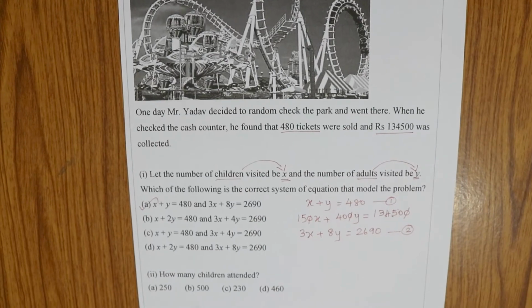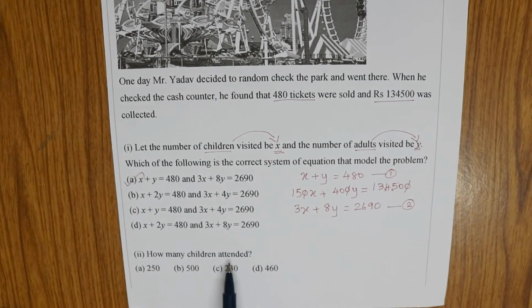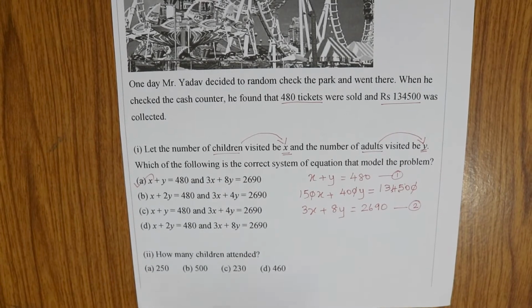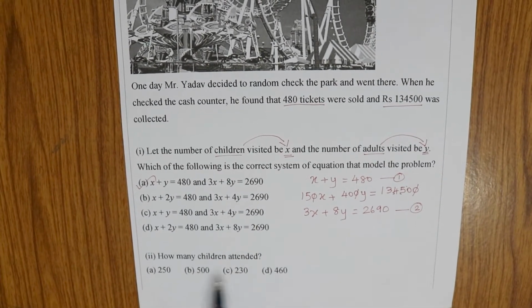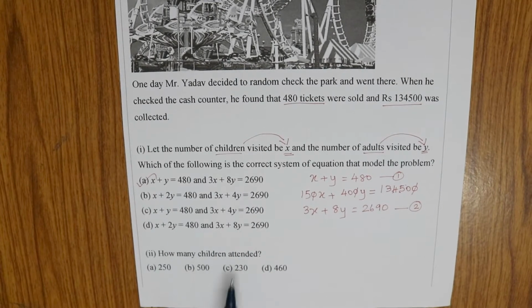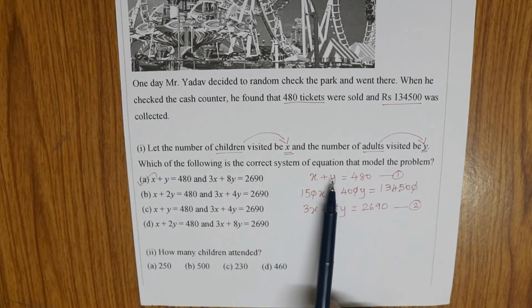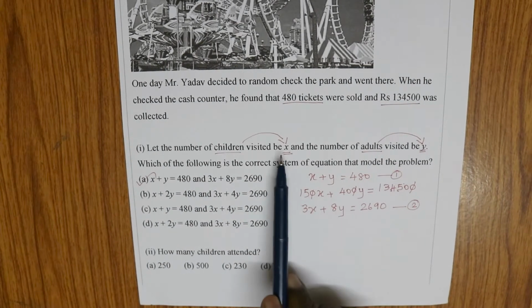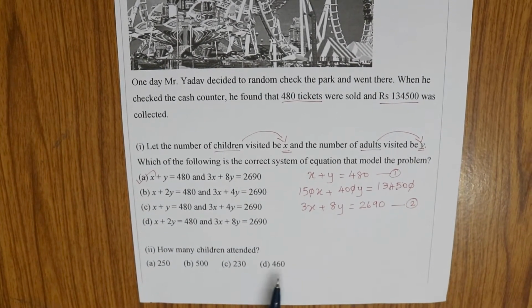Then next one. How many children attended? On that particular day, how many children came for this particular amusement park? That is the question which is being asked. How are we to find this? We have to solve equations 1 and 2. We have to get the value of x, and that must fit. One of the values will be here.